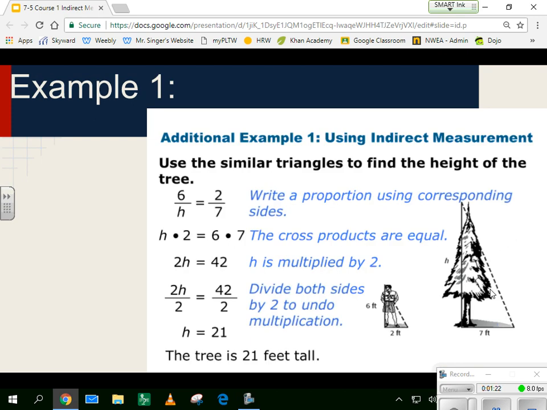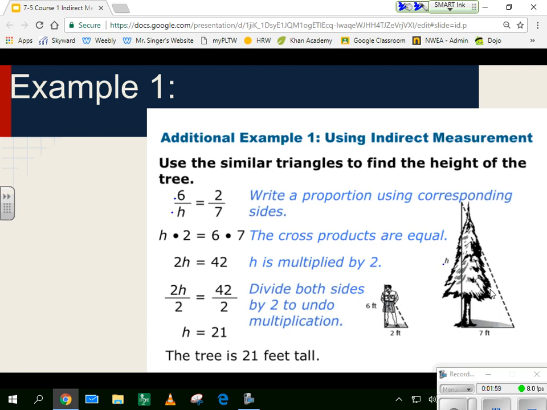So here you can see we have a person and a tree. The person and the tree are both different heights, and they both have different shadows, but they do have similar figures. So by using indirect measurement, we should be able to figure it out. So we have to create a proportion. The proportion will be similar sides to similar sides. So the first similar sides we're looking at is the height of the person, which is 6 feet tall, and the height of the tree, which is h. So that's how we get our first proportion of 6 to h.